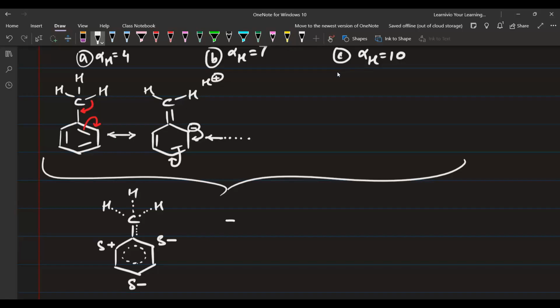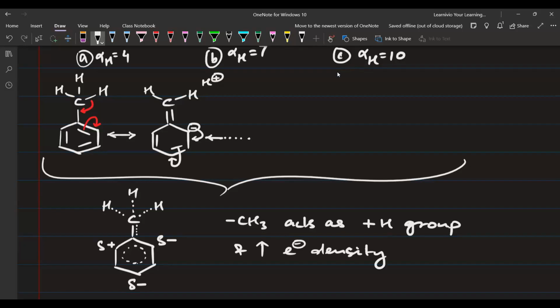So we can say that CH3 acts as a plus H group and increases electron density at ortho and para positions. Copy this down.